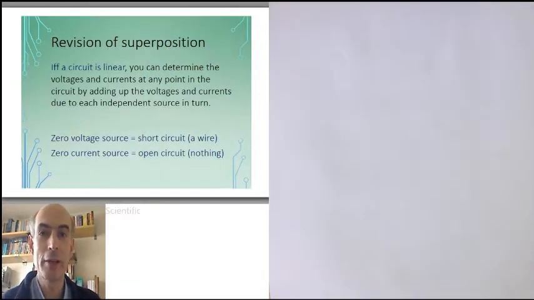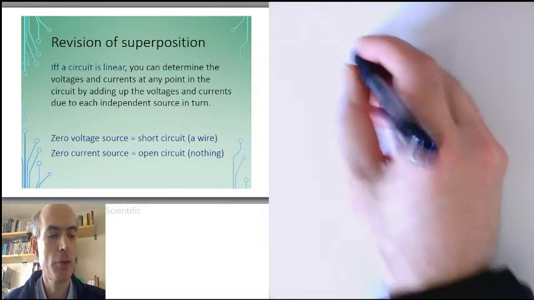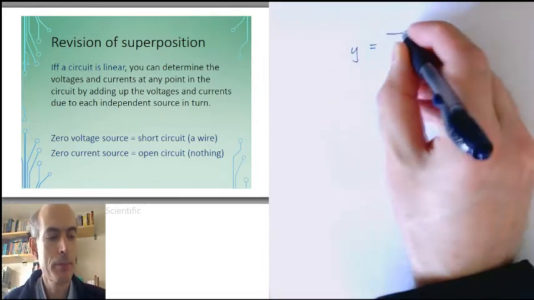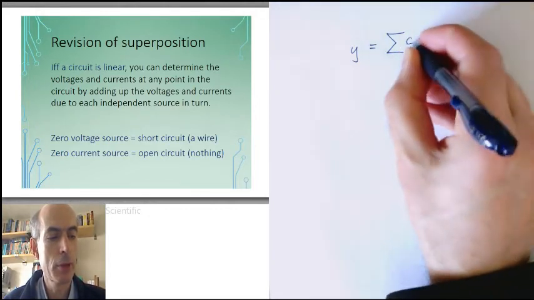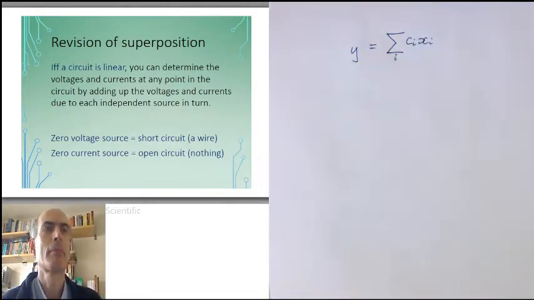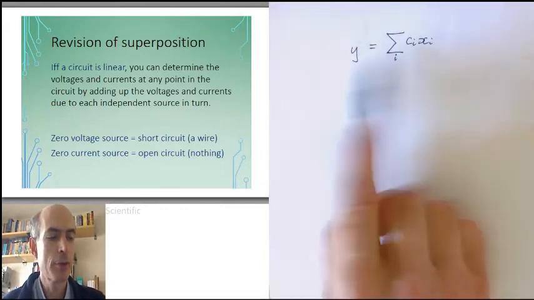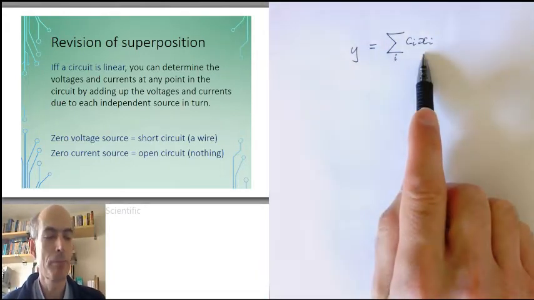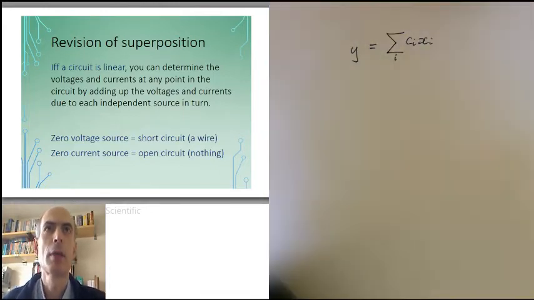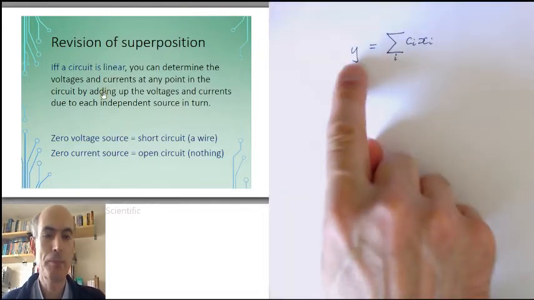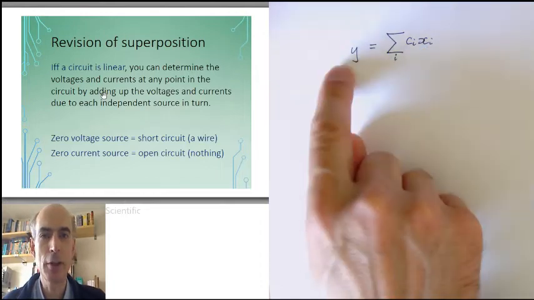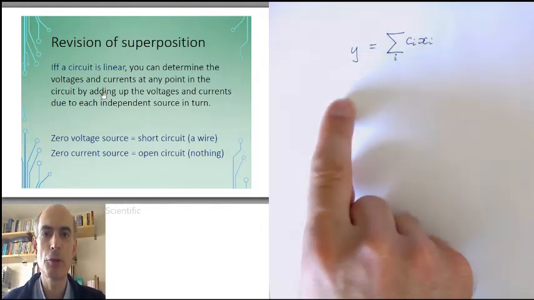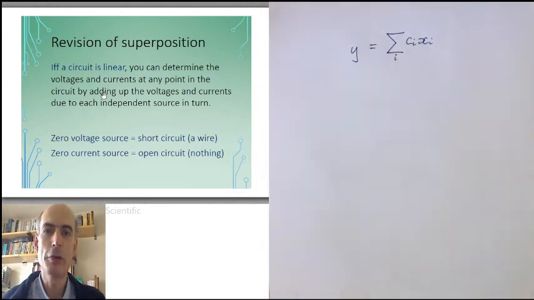A system is linear, as we've seen, if you can express its output as the sum of all of the inputs multiplied by constant values. And if we have a system that obeys this formula, then we can determine the output by considering each of the inputs in turn while setting all of the other ones to 0, and then adding up all of those contributions to the output, and that gives the output when all of the inputs are present at the same time.